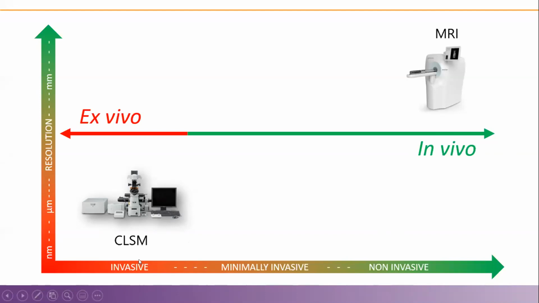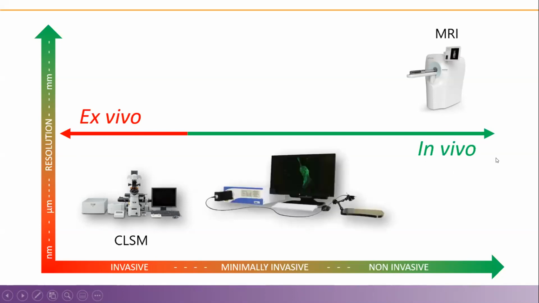So you have two worlds. Basically, you have the microscopy world where you have really good resolution, but it's highly invasive. And then you have the in vivo imaging systems like MRI and CT, where you don't get the resolution, but you can image the live animals. So what this fluorescence in vivo endomicroscopy technique is, it's basically combining the best of both worlds.